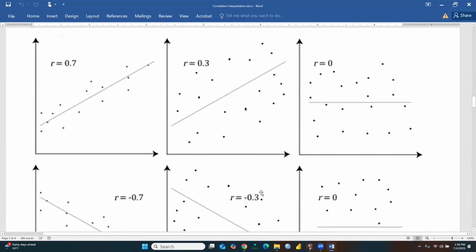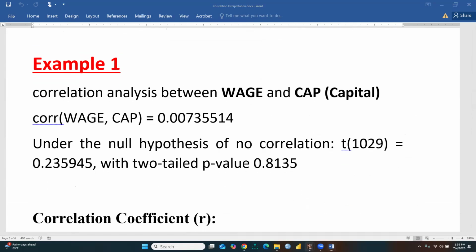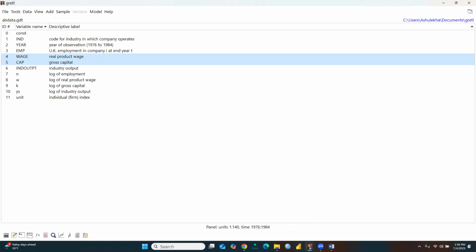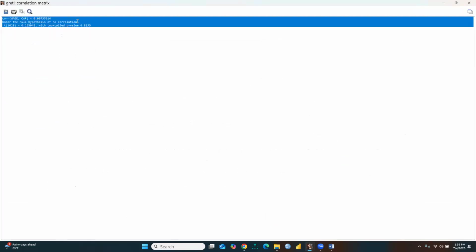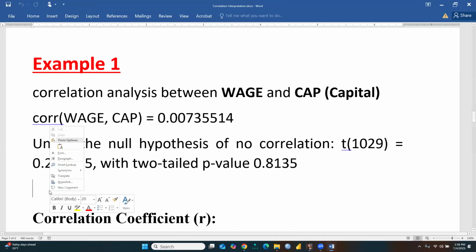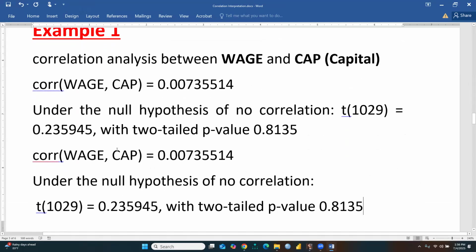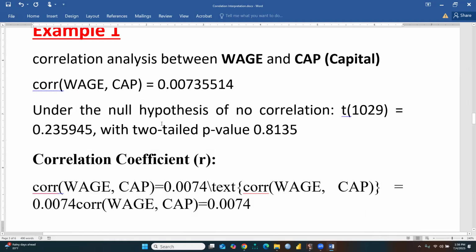So now you can see, I will discuss these charts also. First example, correlation analysis between wage and cap, right? Cap means capital. So this is my output. You can cross-check these outputs, they are the same outputs. Let me paste it here, because I had already pasted. And now we are going to interpret these outputs.